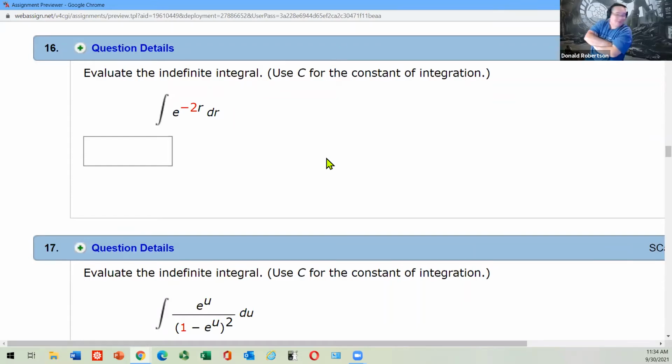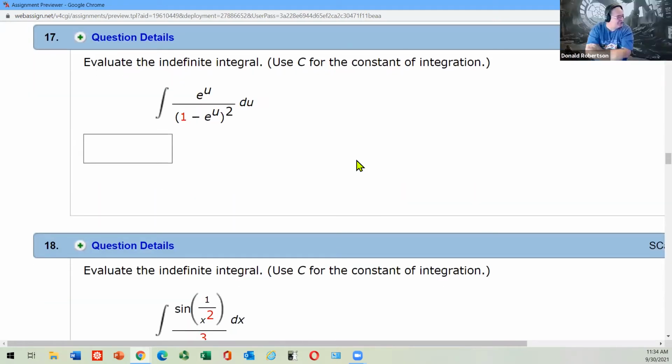Who's the u sub in question 16? Negative 2r. Yeah, now we're joining in. Who's the u sub in 17? Just shout it out. Who's the u sub in 17? 1 minus e to the u squared. Not the square. Just don't. If you use the square, it wouldn't work. And then you go back and say, okay, I'll not use the square. So 1 minus e to the u, you corrected it.